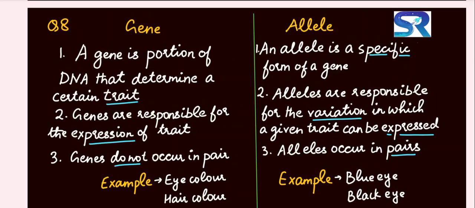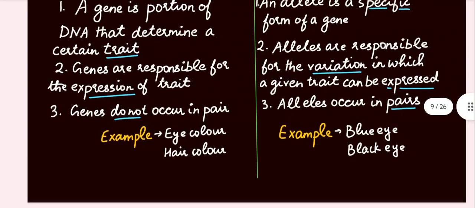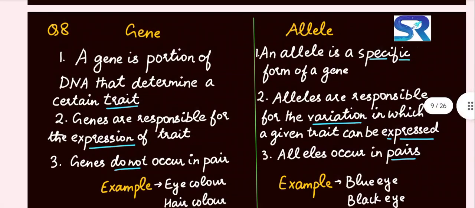Eighth question. A gene is a portion of DNA that determines a certain trait. Second point. Genes are responsible for the expression of a trait. Third point. Genes do not occur in pairs. Example, eye color, hair color.